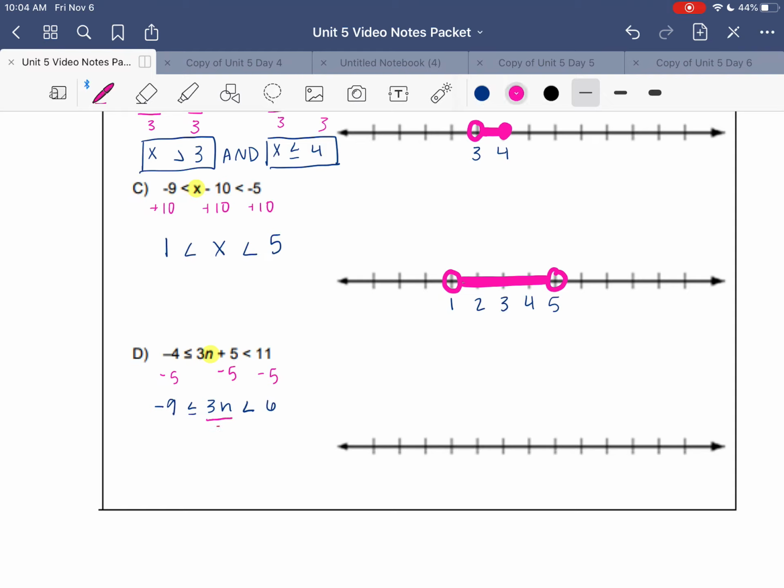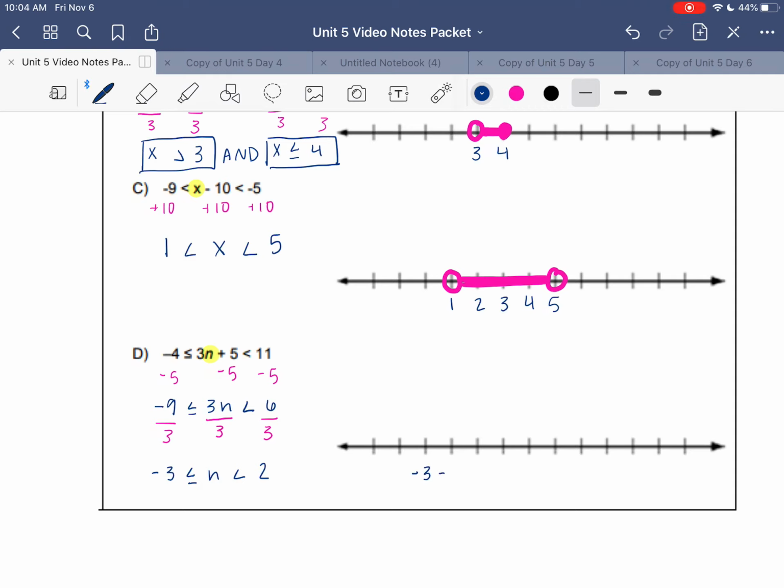And then final step would be to divide by 3. And that means everything gets divided by 3. So -3 is less than or equal to n is less than 2. So again, I like this representation because I know my n values have to be right in between -3 and 2. Makes it very clear.